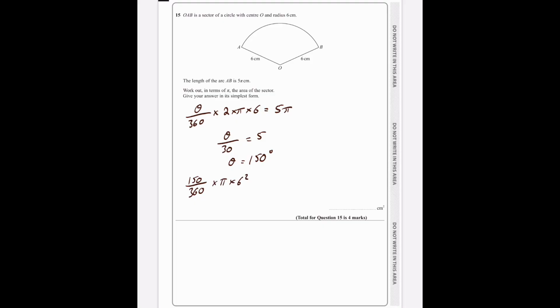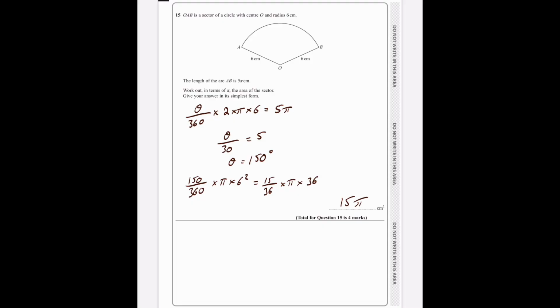To find the area, theta 360ths of pi r squared. So now theta being 150, 150 360ths of pi r squared. And I cancelled the fraction down by dividing the top and bottom by 10.